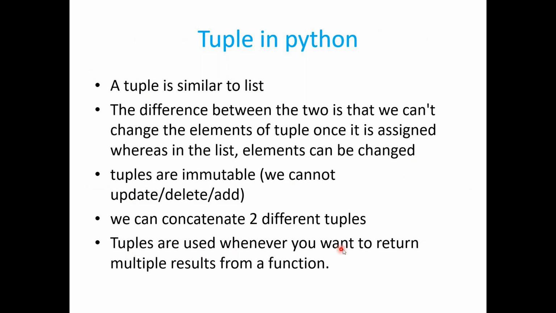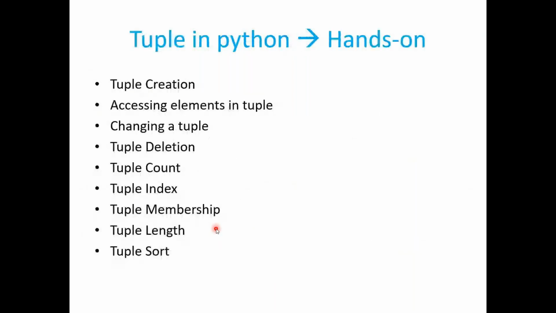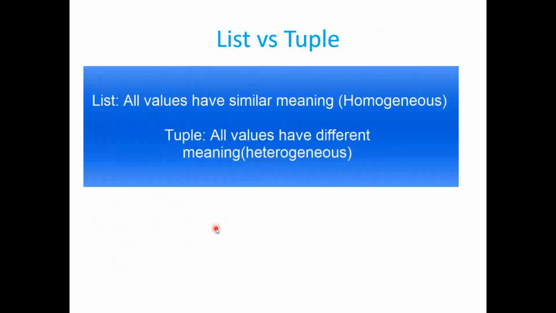Tuples are used whenever you want to return multiple results from a function. We haven't spoken about functions yet. When we talk about functions, we'll talk about this point. Now again, I want to stress one more time, what is the difference between a list and a tuple? A list generally contains elements of homogeneous type, that is, elements or values of the same or similar meaning.